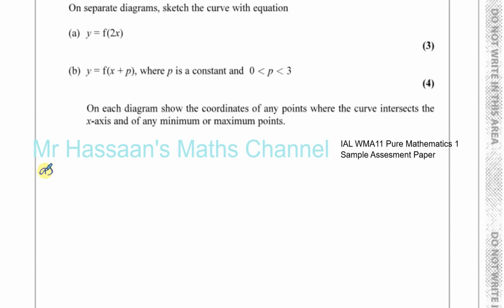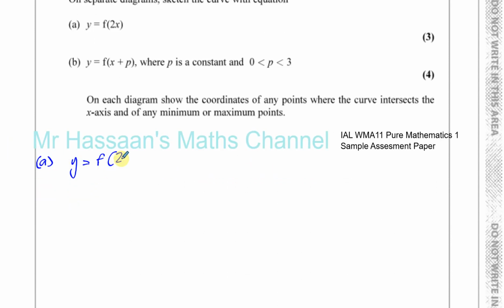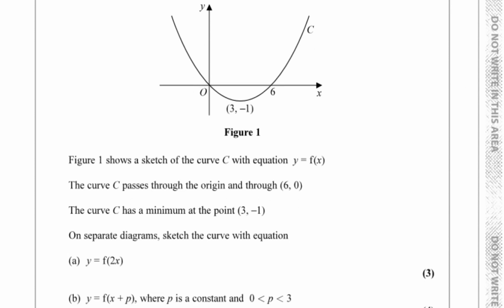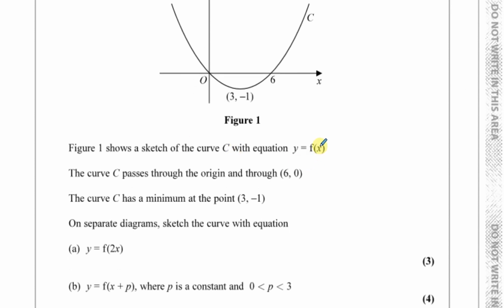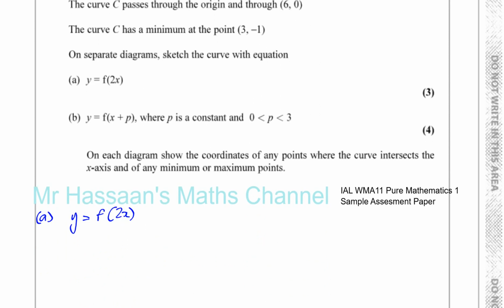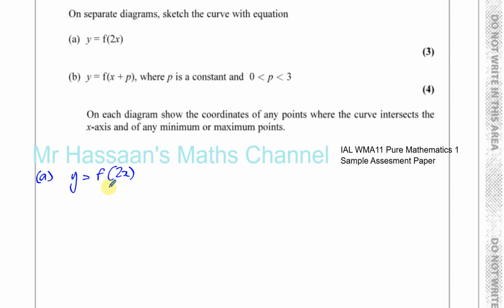So part A, we've got to draw y equals f of 2x. This is where you have multiplied inside the function by 2. So the x in the original function has been replaced by 2x, so it becomes f of 2x. Whenever you're multiplying the function by a certain number, whether it's inside or outside, it's always got something to do with a stretch.